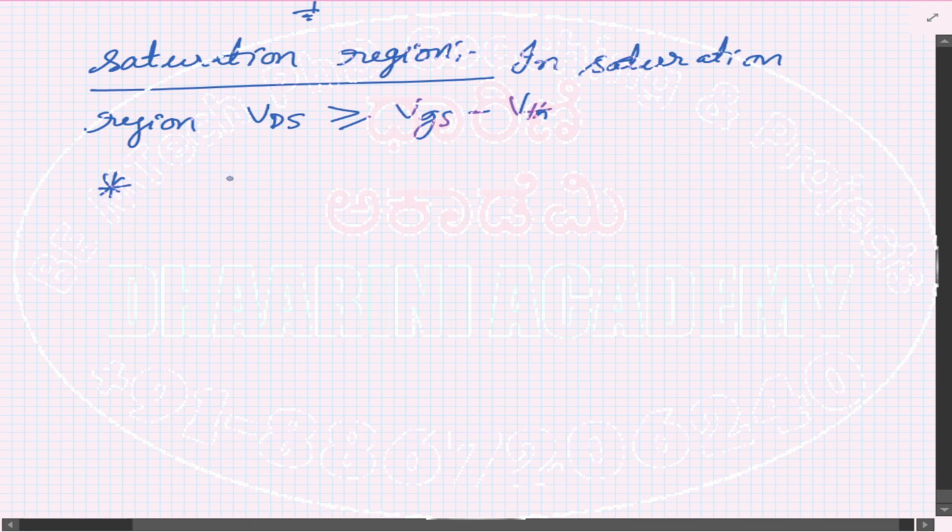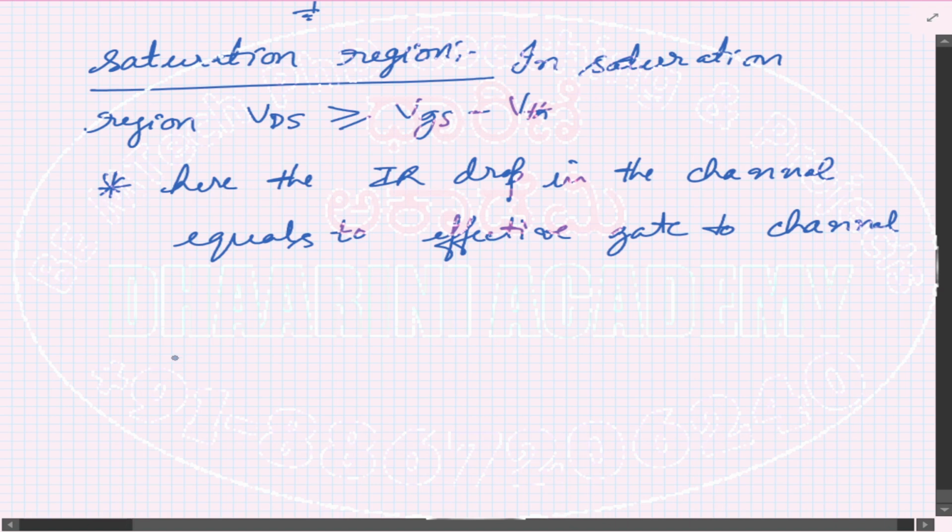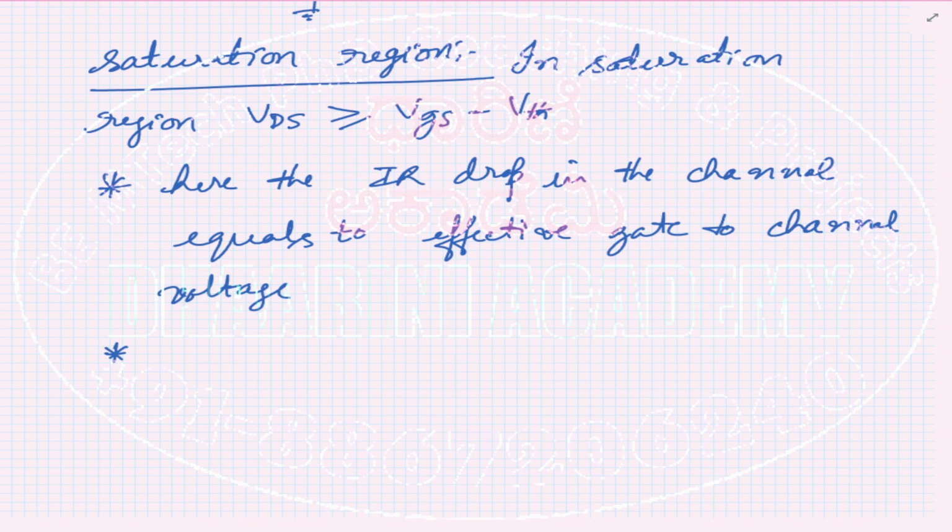Okay, so here the IR drop, in a sense the voltage drop in the channel, equals the effective gate to channel voltage. So there the current through the channel remains constant and it is no more dependent on the VDS. Okay, so because of this you see that VGS will actually hold the channel's width fixed, because of which if you further increase VDS it has no effect on the current. Correct?